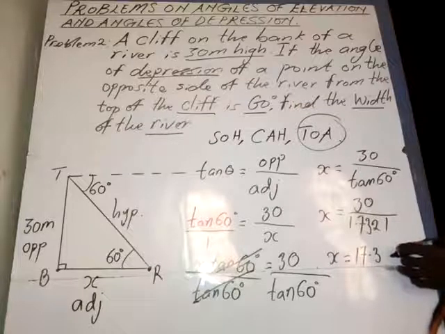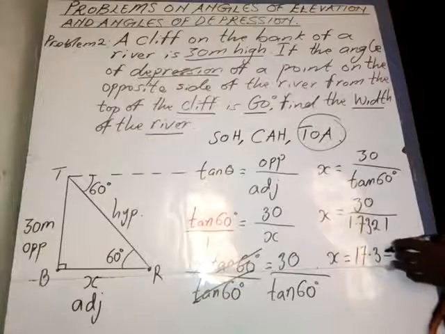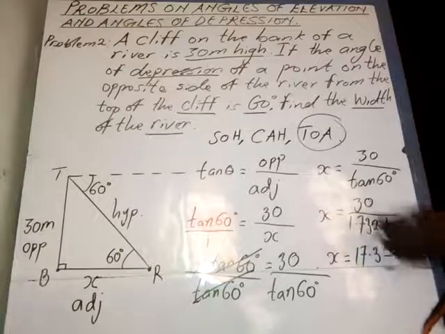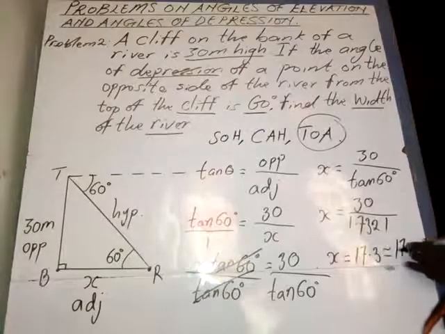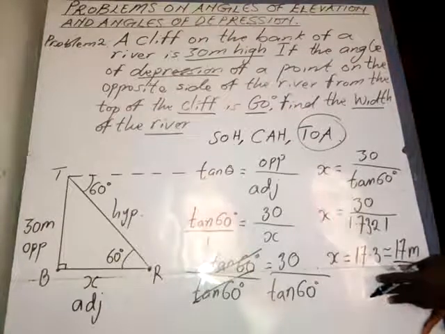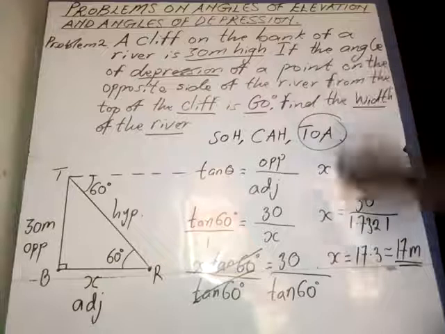17.3. So let's approximate it, or let's round it up. So that means the width of the river is 17 meters. So the width of the river is 17 meters. So this is the solution to this question.